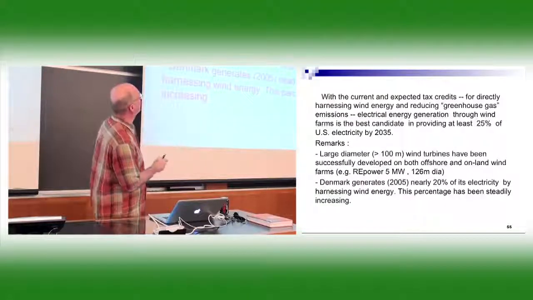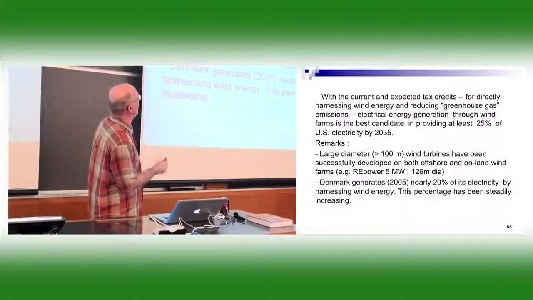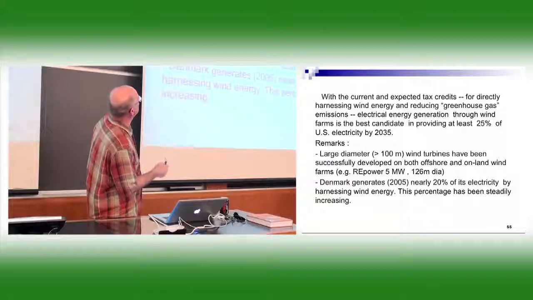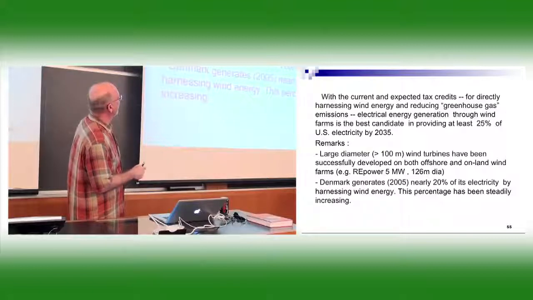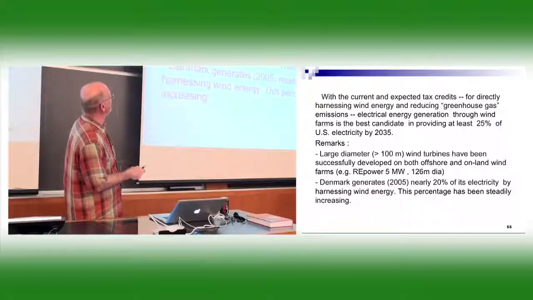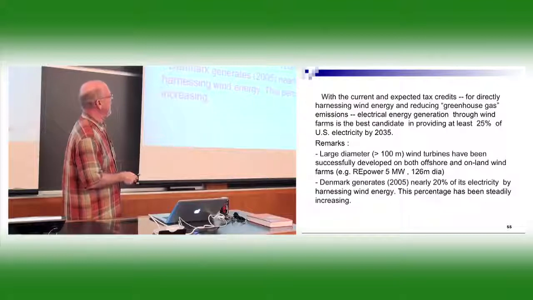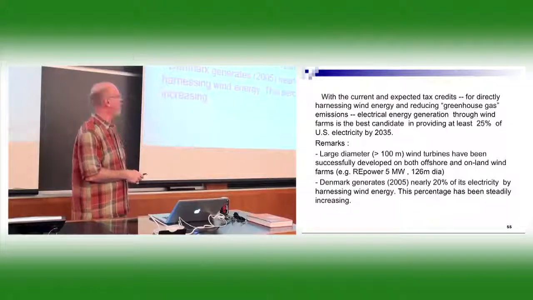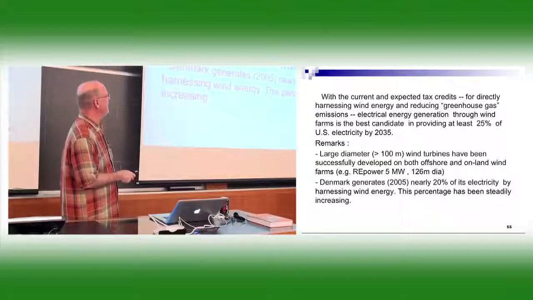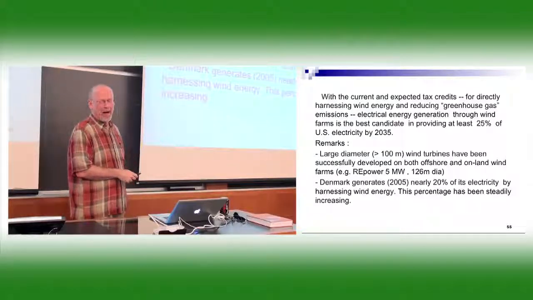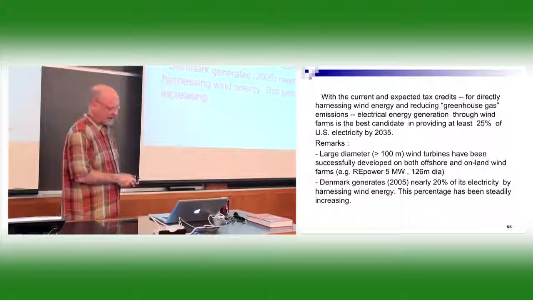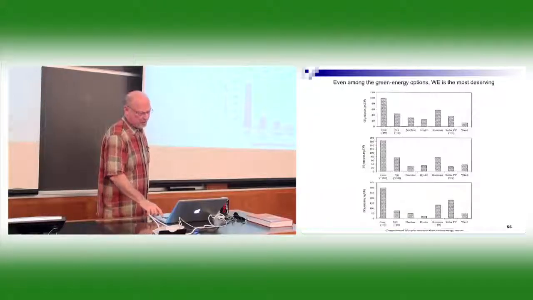It looks now, with the present way tax credits are set up and the way electric power is going, that we probably could have 25% of our energy from wind by 2035, maybe 30% by 2050. These large diameter wind turbines over 100 meters have been successfully developed. They're operating right now offshore in wind turbine farms, even up to 5 megawatts and now 7 megawatts. Denmark in 2005 got 20% of its electricity from wind, and it's higher than that now. So it's definitely something that's possible to do.